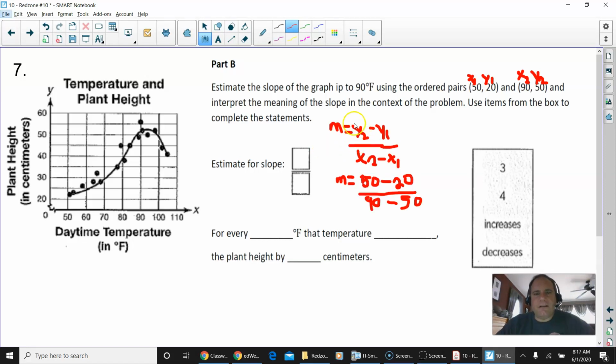So I have this right here, m equals y2 minus y1 over x2 minus x1. M equals 50 minus 20, which is y2 minus y1, over x2 minus x1, which is 90 minus 50. So that's it. We have 30 over 40. You could put 30 over 40, you round it to 3 over 4. So the estimation for the slope is 3 over 4.